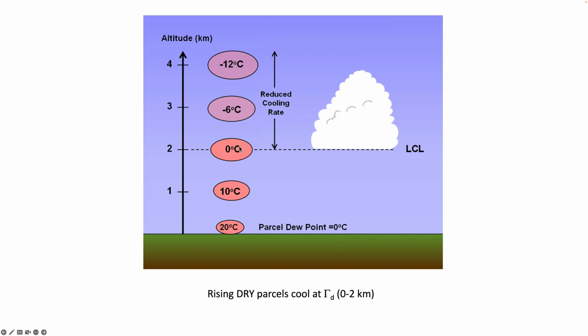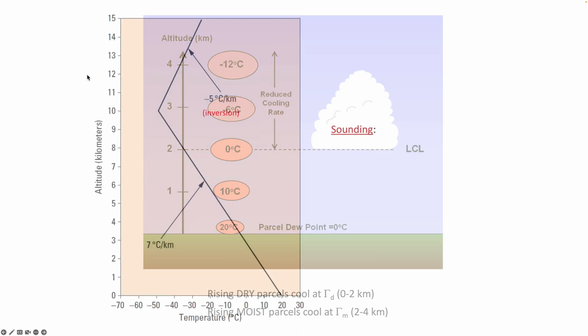Now, if our parcel continues to rise from 2 to 4 kilometers, now it's saturated, it's moist, and so from this point upward, the parcel is going to cool at the moist adiabatic lapse rate, or 6 degrees Celsius per kilometer. So now you can see that the parcel cools from 0 to 6 below Celsius from 2 to 3 kilometers, and then from 6 below to 12 below as it rises from 3 to 4 kilometers. So the parcel rises and cools at the dry adiabatic lapse rate from 0 to 2 kilometers, and then it cools at the moist adiabatic lapse rate from 2 to 4 kilometers.